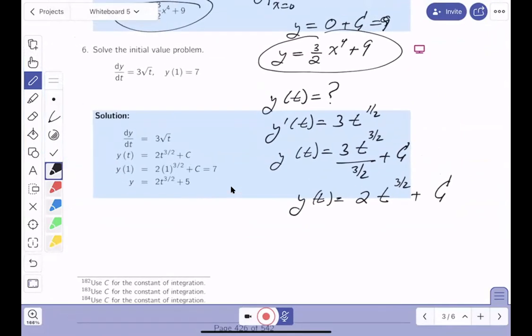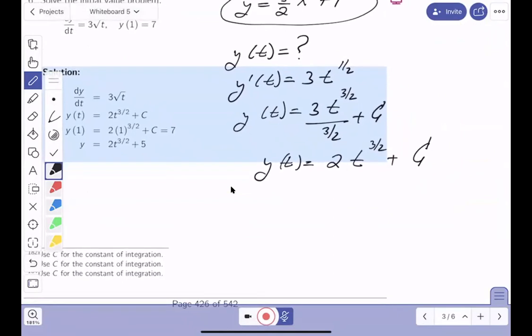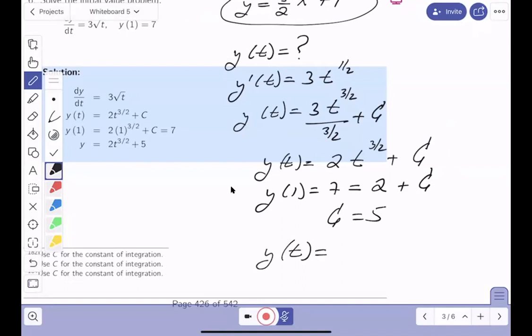By the way, they gave me a condition. They say y of 1 is 7. So I'll write this over here. Y of 1 is 7. What would that evaluate to? Y of 1 would give me 2 plus c. So I think I know what c is. C would have to be equal to 5. So what's y of t? We'll check the key later. It's going to be 2t to the 3 halves plus 5.